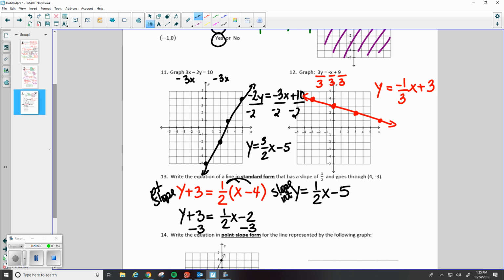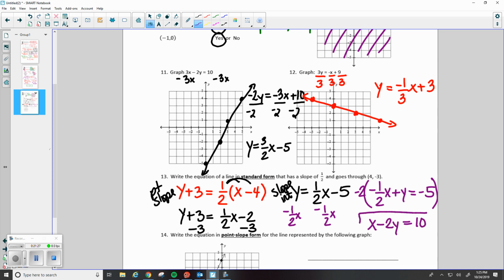And from here, I want to put it into standard form by moving the x to the other side of the equation. So the x going to the other side of the equation is going to be opposite, so negative 1/2 x. So that turns into negative 1/2 x plus y is equal to negative 5. And then I want to multiply by the denominator as well as a negative to get rid of that negative sign with the x. So this turns out to be x minus 2y equals 10. That is in standard form, and that's the end of the problem.